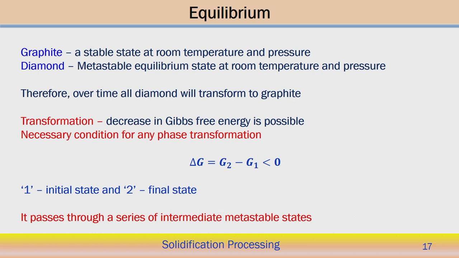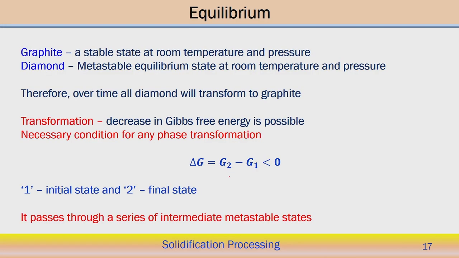The structures are different in the case of diamond and graphite. So once a particular component is in a metastable structure, it can transform to the stable structure. Here diamond can transform to graphite with respect to time. Therefore, if you observe the transformation overall, in all these cases a decrease of the Gibbs free energy is possible, and this is the necessary condition for any phase transformation.